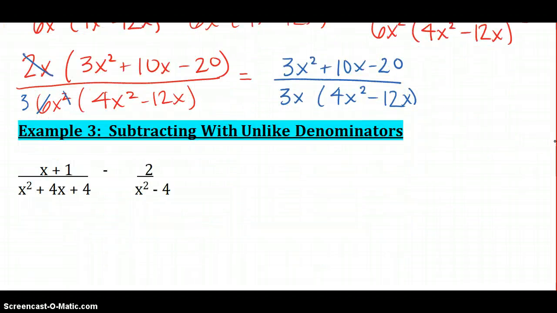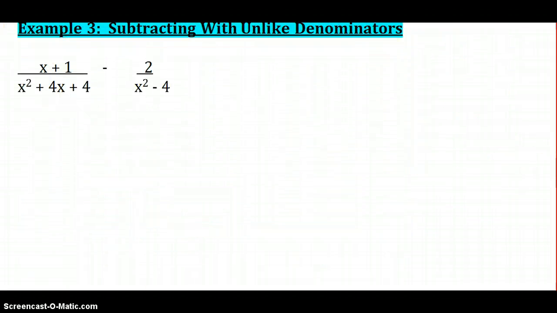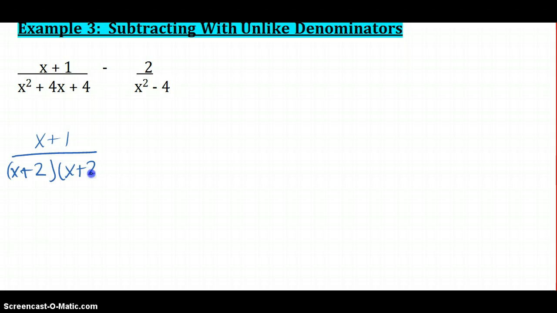Let's look at subtracting now. Now in ones like these, it's going to be a lot easier to factor your denominators first. It'll make it a lot simpler. If you look over here, you can factor this. You're looking for 2 factors of 4 that add to give you 4. So this written as factors is x plus 2 times x plus 2. Over here on this side, x squared minus 4 is the difference of 2 squares. So this can be factored as x plus 2 times x minus 2.